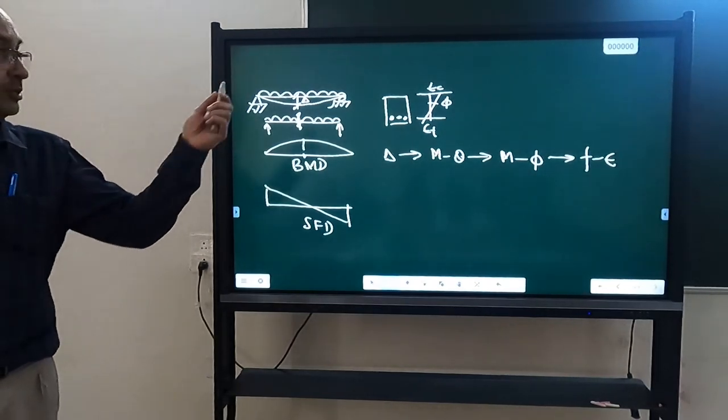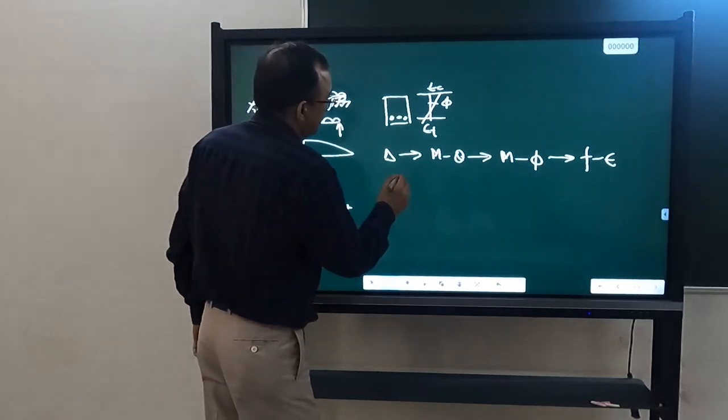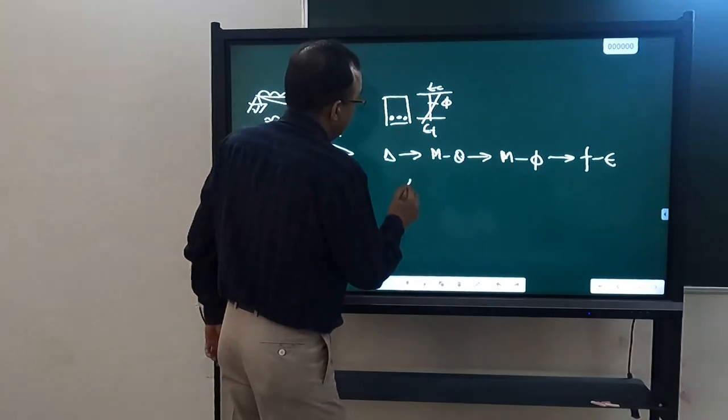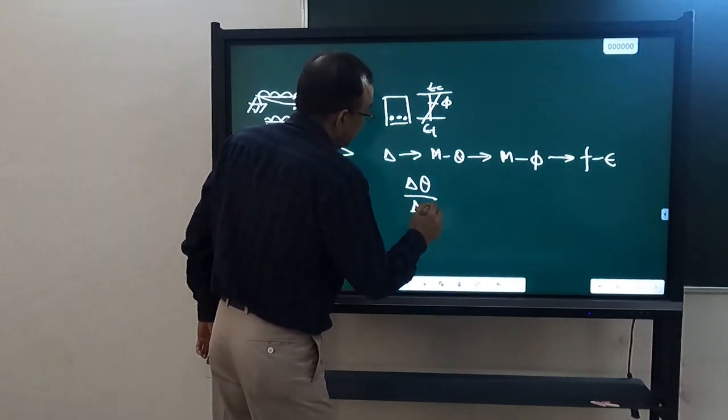Take that limit. Then you take curvature. So it is basically d theta or delta theta by delta x, limit.